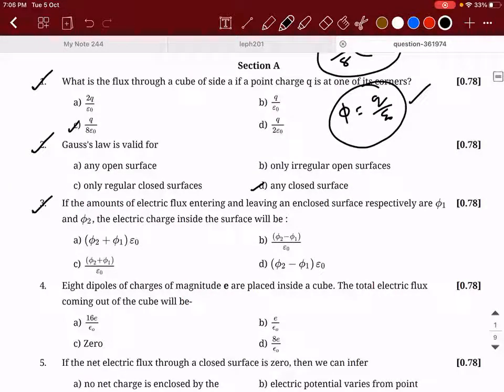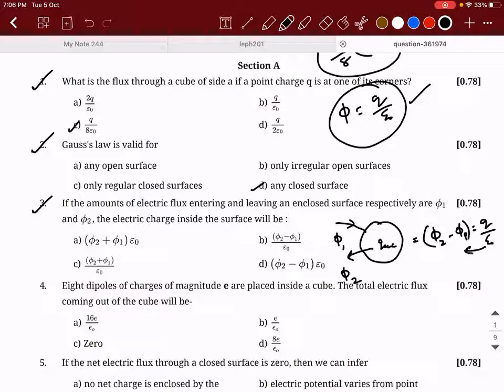So third one, if the amount of flux entering and leaving an enclosed surface are respectively phi1 and phi2, then the electric charge inside is given by. So you have flux entering as phi1 and the flux leaving as phi2. Correct? Then charge enclosed, if I call it Q enclosed, what is the net flux? It is phi2 minus phi1 is equal to how much? Q divided by epsilon naught. So option D, sir. Right. I hope everyone is clear with this.